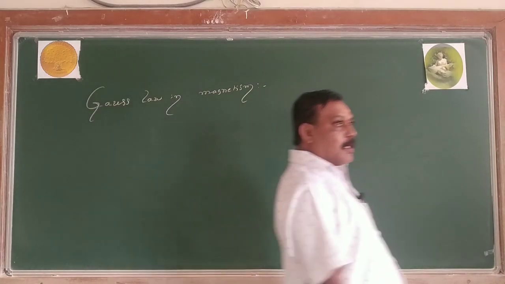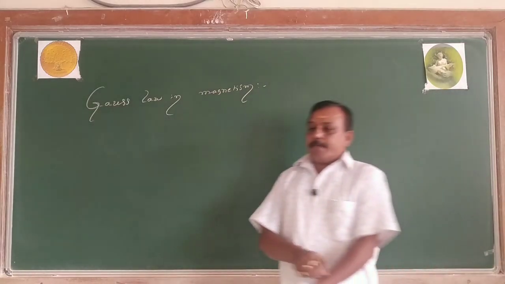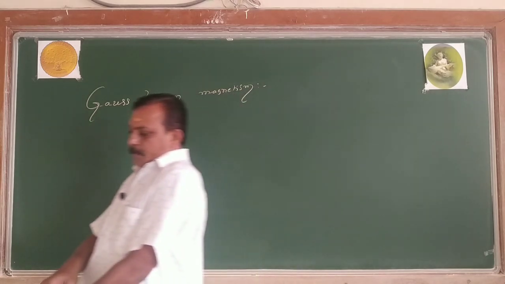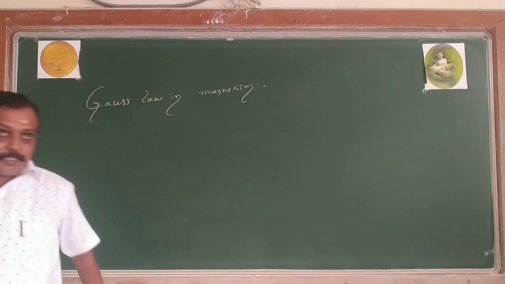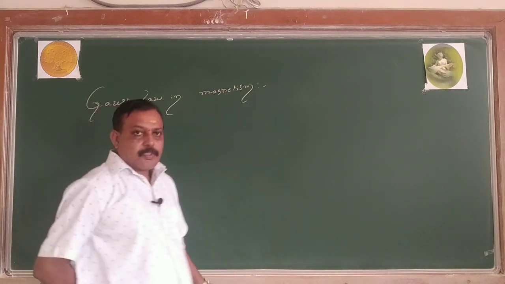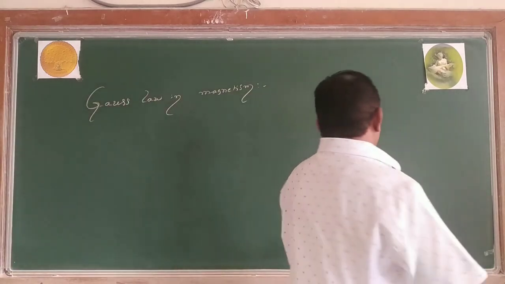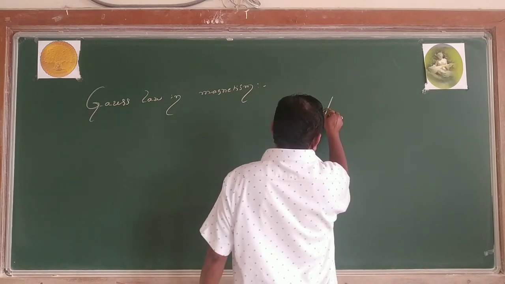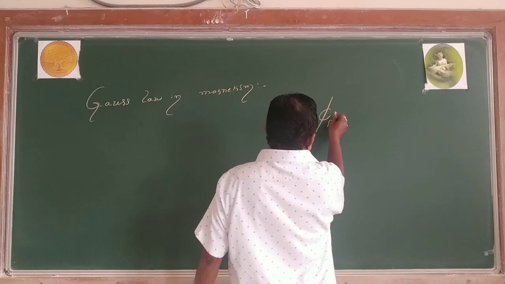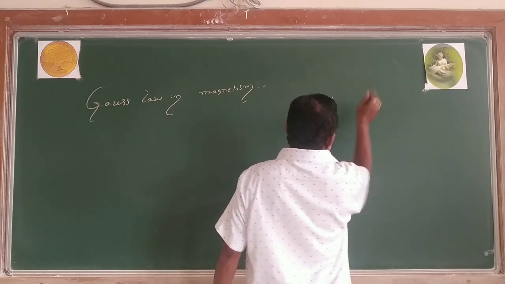This Gauss law is related to what? Magnetic flux. Magnetic flux is nothing but the number of magnetic lines of force passing through a given surface normally. That gives the magnetic flux. Magnetic flux is represented by phi. To confirm that it is related to the magnetic field, we write phi B. It is measured in terms of what? Weber.